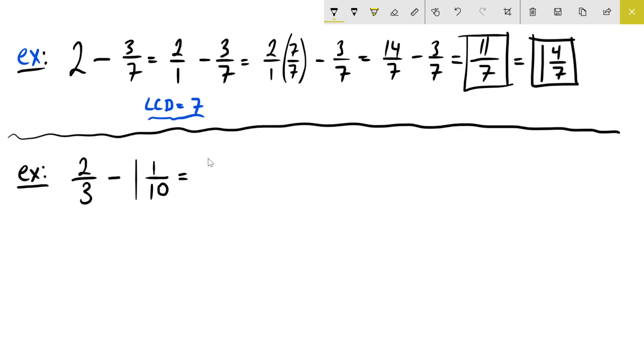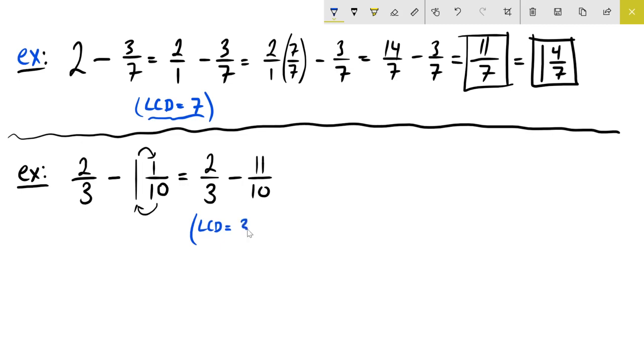So the 2/3 I'll leave alone for now, but let's go ahead and turn this into an improper fraction, right? So 10 times 1 is 10, add 1, what does this become? 11/10. Now we still have a problem because we can't actually add or subtract these yet, because we need to bring them up through the LCD. What is the LCD between 3 and 10? We're going to have to go up to 30.